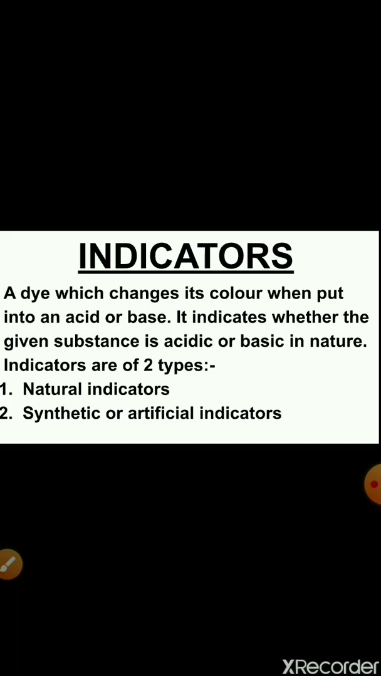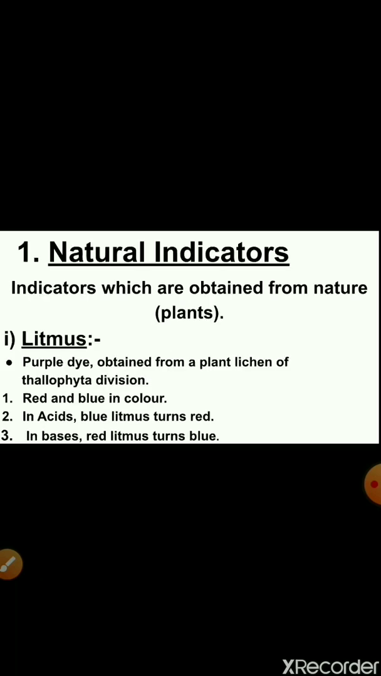Indicators are of two types: natural indicators and synthetic or artificial indicators. Natural indicators are those which we obtain from nature, from plants. The first natural indicator is litmus. Litmus is a purple colored dye obtained from a plant called lichen, which is of the Thallophyta division. It is found in two colors, red litmus and blue litmus.